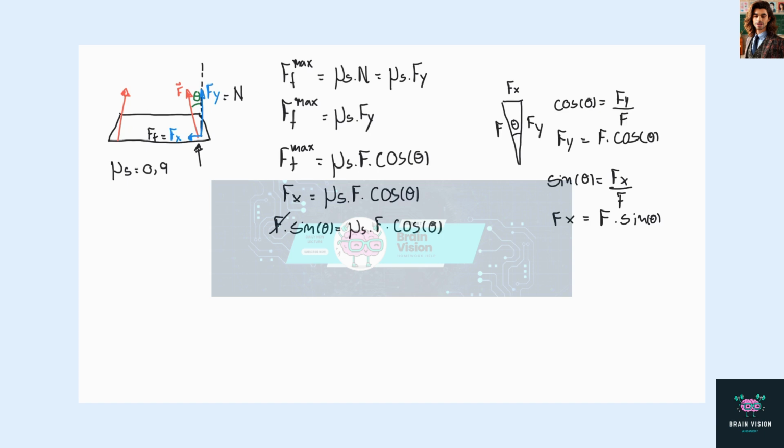Then we can cancel out F on both sides of this equation and solve for mu S. We get the following: sine of theta divided by the cosine of theta, which is the tangent of theta. Therefore, theta max, the maximum angle, is given by the inverse tangent of mu S, which is the inverse tangent of 0.9, which is approximately 42 degrees.